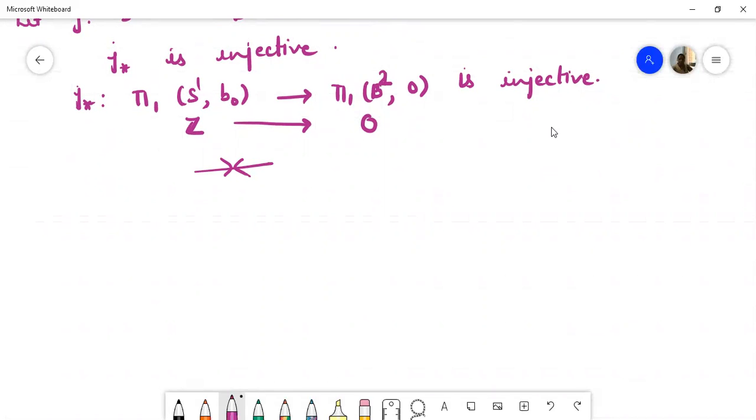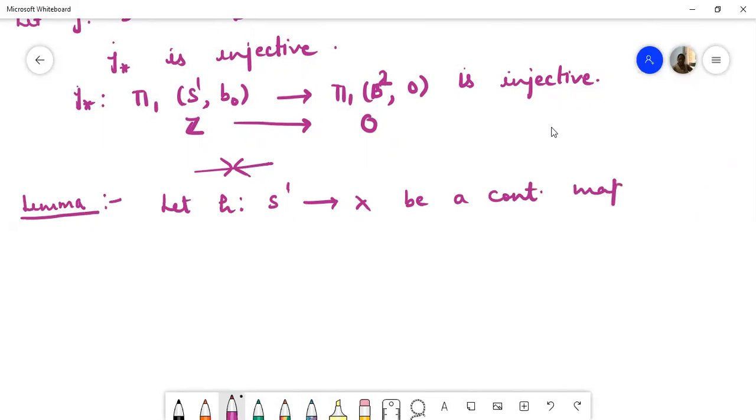Now we have a lemma. Now we prove some conditions which are equivalent to null homotopy of a map. So in this lemma we assume that H is a continuous mapping from S1 to X, where S1 is a circle. So let this be a continuous map from the circle to any topological space X. Then we prove that these conditions are equivalent.